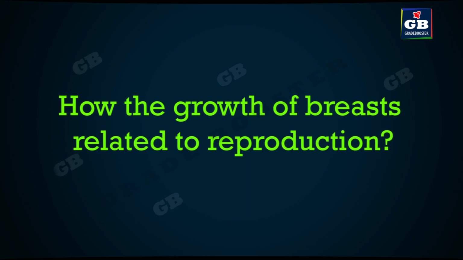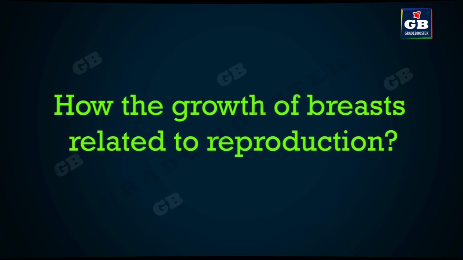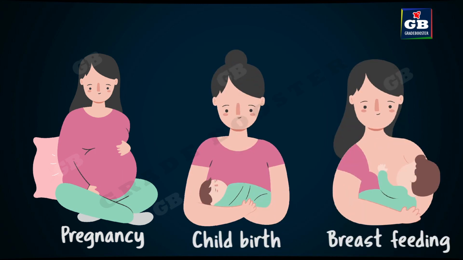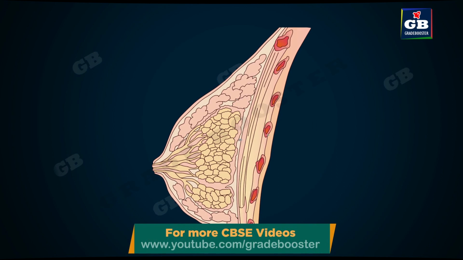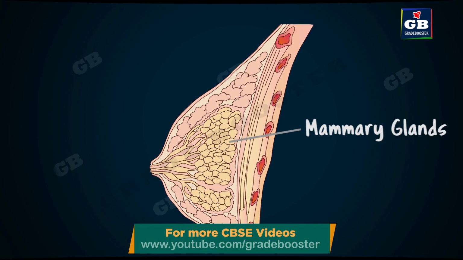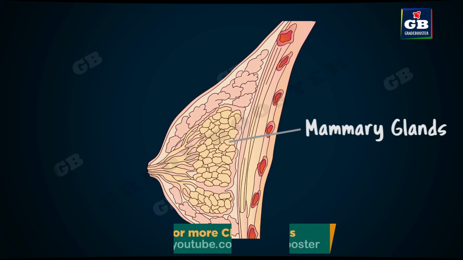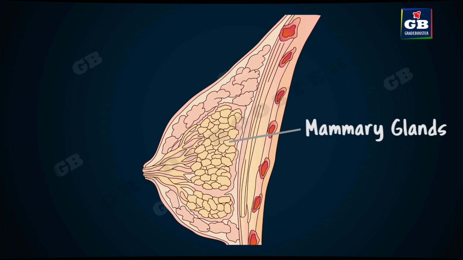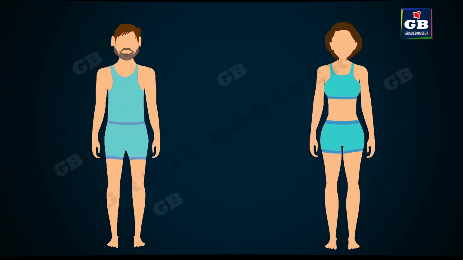How is the growth of breasts related to reproduction? In mammals, reproduction does not end by just giving birth to babies. After the birth, the babies have to be fed by the mother's milk for some time. Female breasts have mammary glands that produce milk to feed the babies. So, that is why breasts grow in size in girls during puberty. This is all about the sexual maturity in boys and girls.